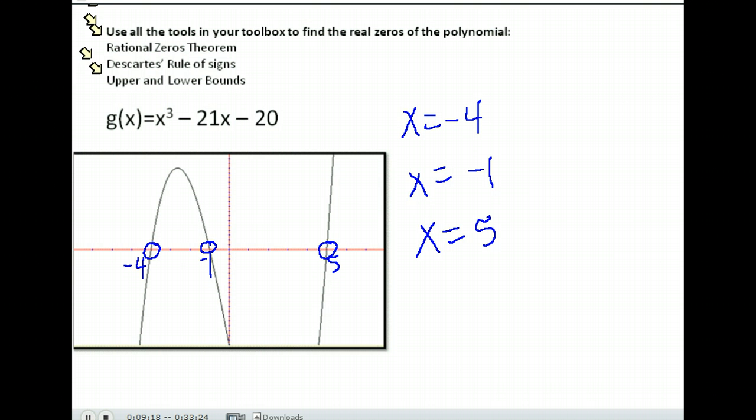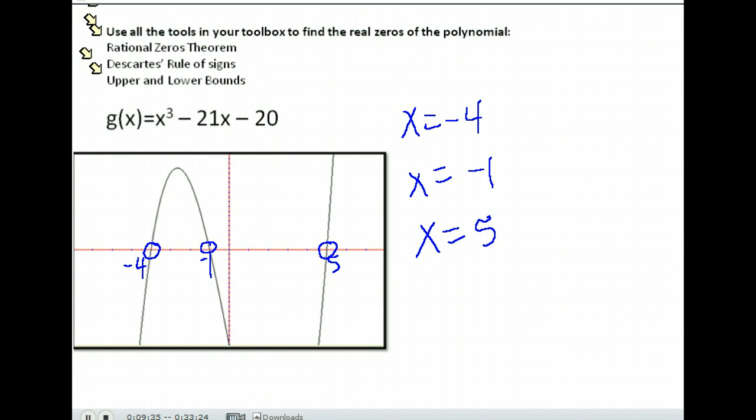You may want to check them just to make sure, okay? Is this all of my zeros? That's one question you would want to ask. Maybe there's other imaginary zeros, which in this lesson we're just worried about the real zeros, okay? So the real zeros should show up on your graph.